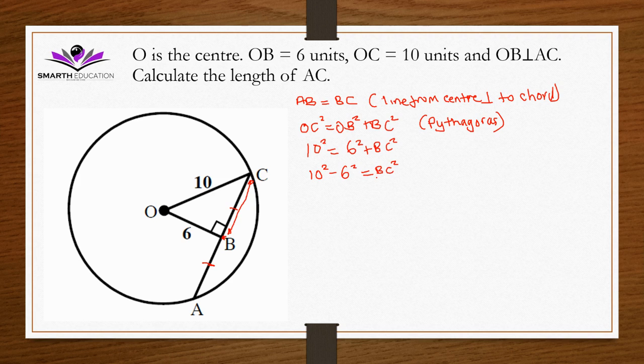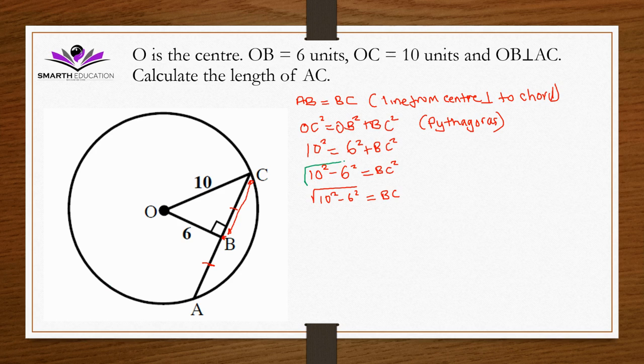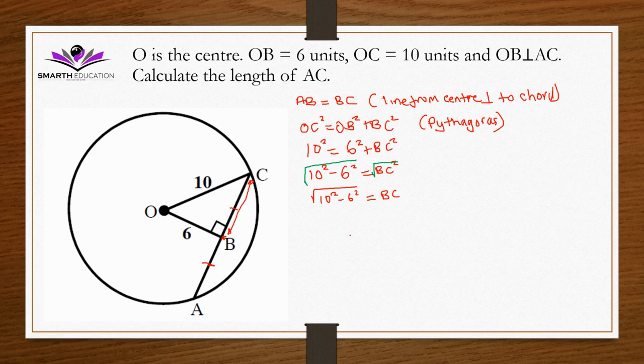And then how do we get BC? Some people will simplify and say 10 squared is 100 minus 36 is 64. But I find it faster to just square root everything. 10 squared minus 6 squared, all square rooted, is equal to BC. Where do I get that? Because I've square rooted both sides. The square root and the square cancel each other out. Then you put this in the calculator, and you'll get that BC is equal to 8.